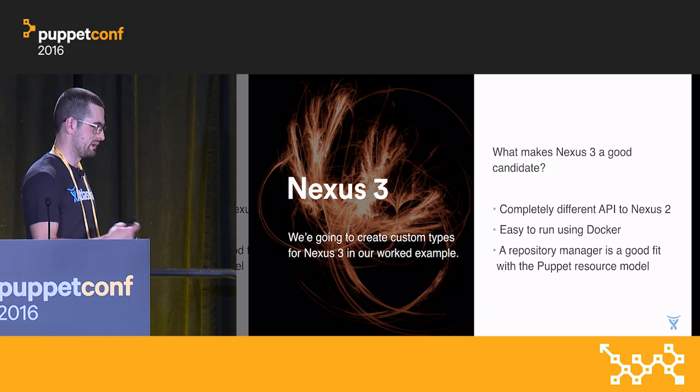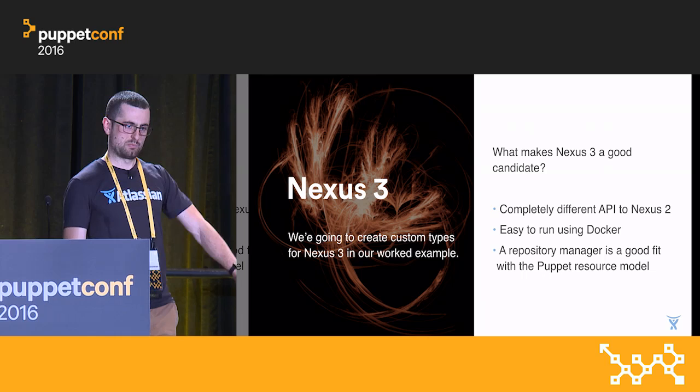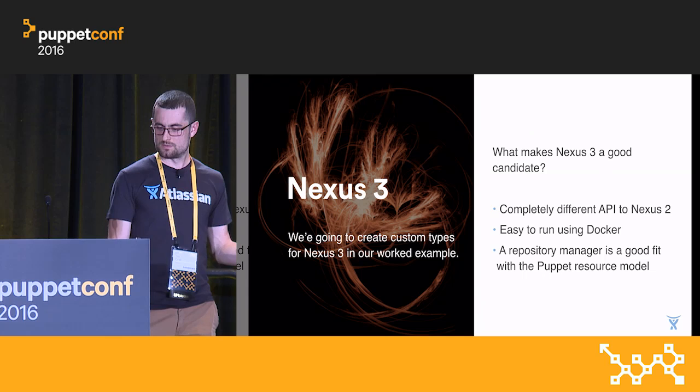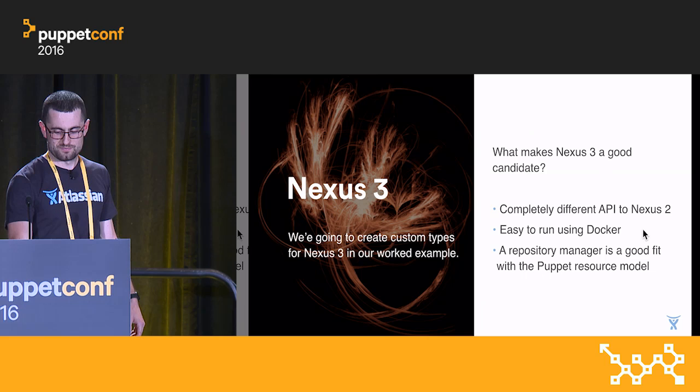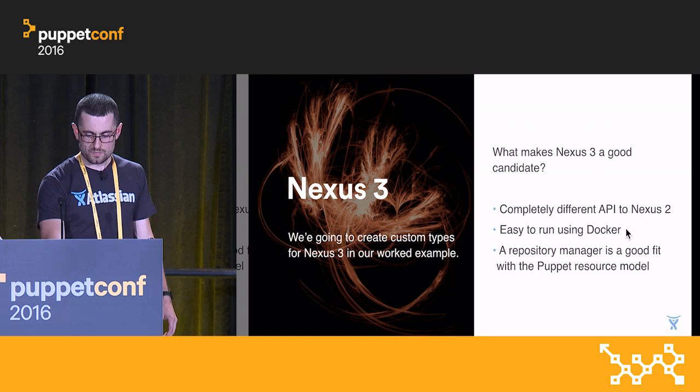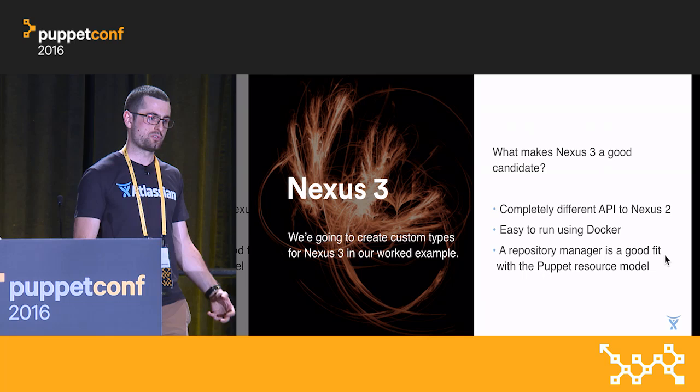So I've been talking about Nexus all the time. I've actually been talking about Nexus 2. There's a new version of Nexus, which our module on the Forge does not support. So I decided it'd be a good opportunity to get started on one for this presentation. So we're using Nexus 3 as an example. There are other reasons why I use Nexus 3. It's easy to run in Docker, so I don't need to worry about setting it up and having problems during demos. The other thing that's useful about it is that it's a good fit for the Puppet resource model. So it allows me to demonstrate quite a few different things pretty easily.